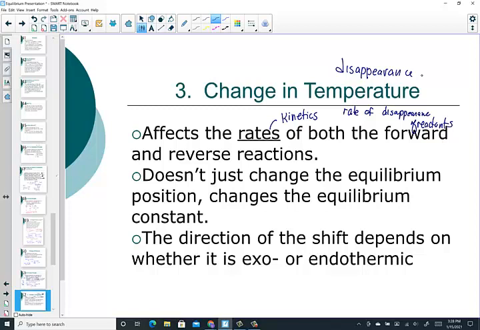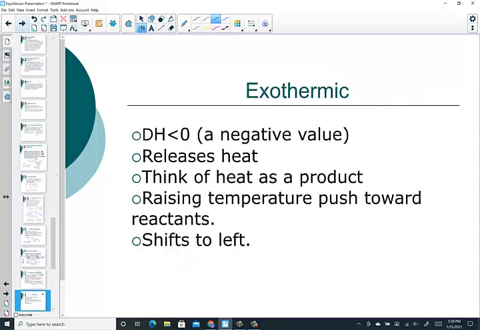So it doesn't just change the equilibrium position, but it's the K constant that will actually change as well. And the direction of this shift is going to depend upon if the reaction is exothermic, heat releasing, or if it's endothermic, heat absorbing. And let's take a look at how this works with some examples.